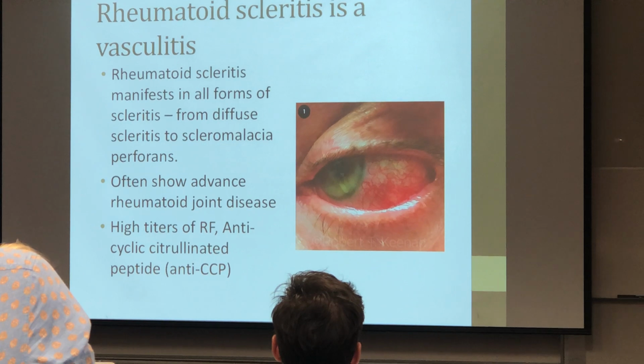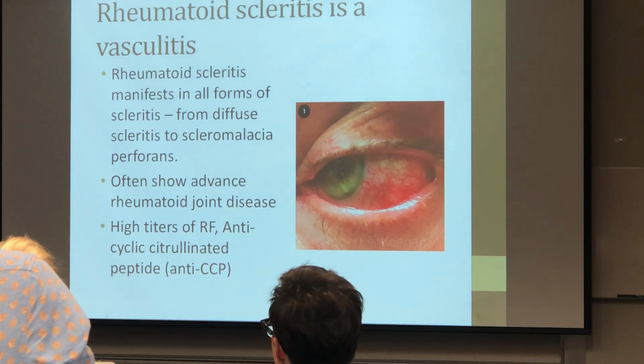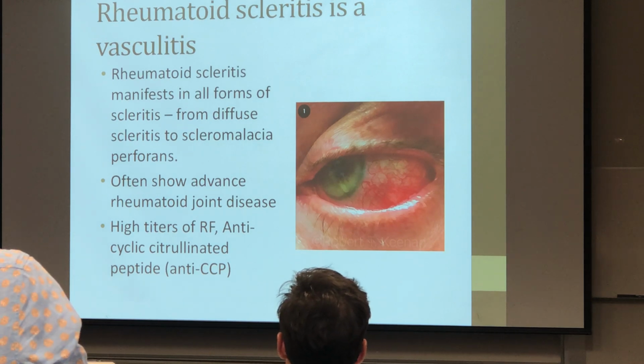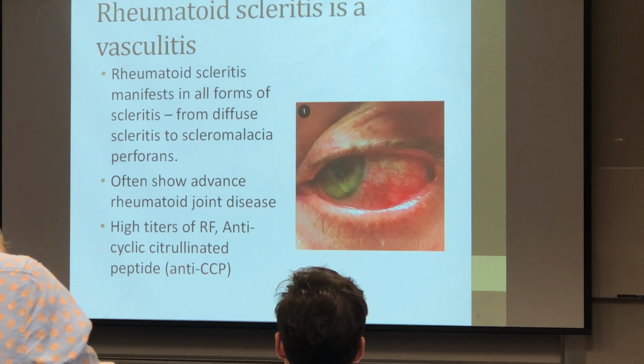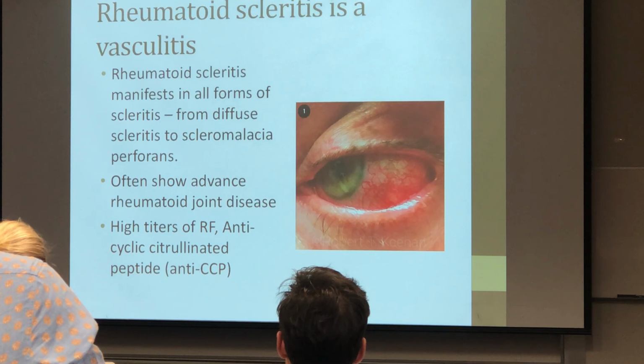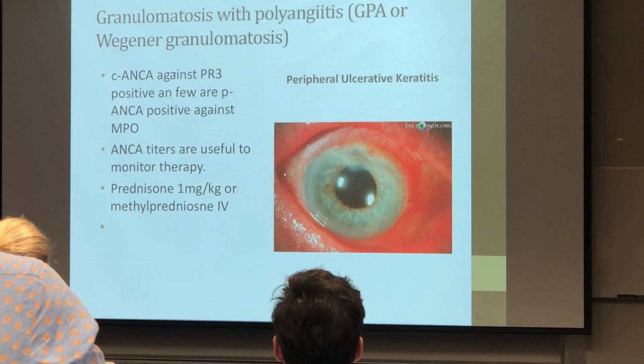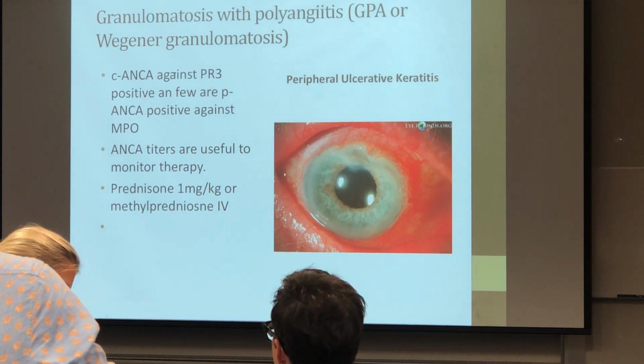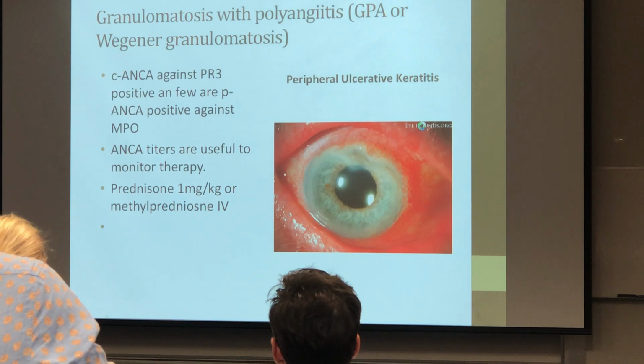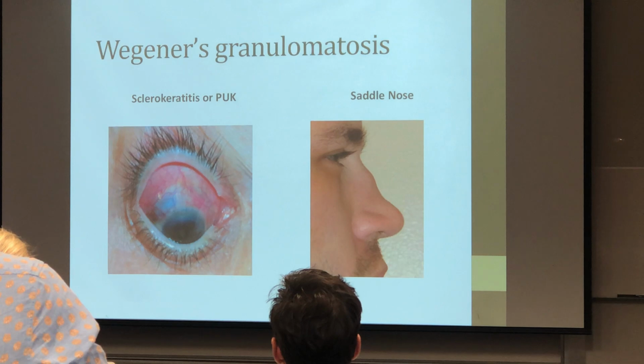With rheumatoid scleritis, it's worthwhile getting rheumatoid factor and anti-CCP, but they're often elevated. When a patient has rheumatoid scleritis, they really have a rheumatoid vasculitis. We talked about Wegener's, and here's an example of peripheral ulcerative keratitis associated with Wegener's. Another finding is a saddle nose in patients with Wegener's.